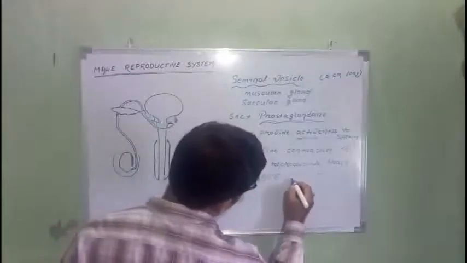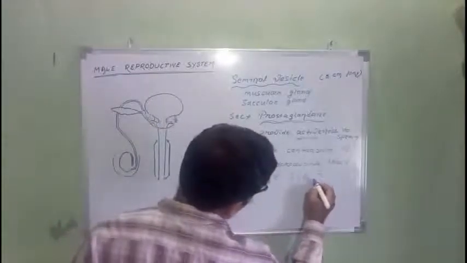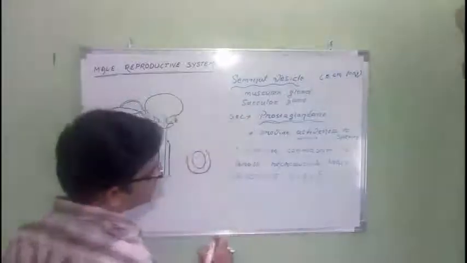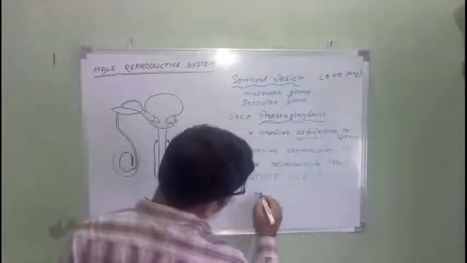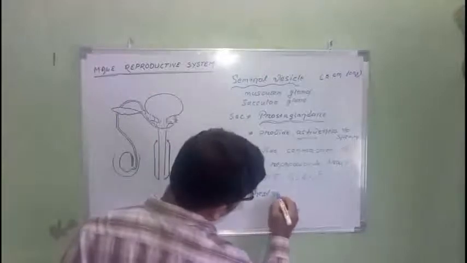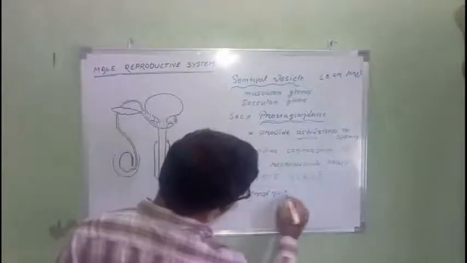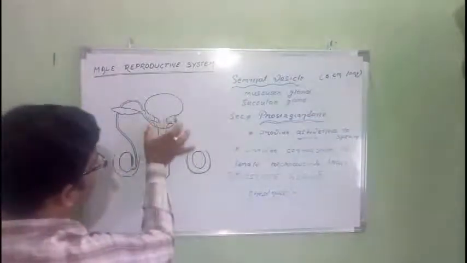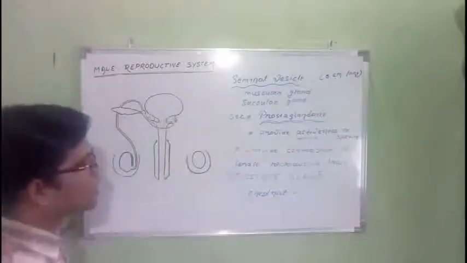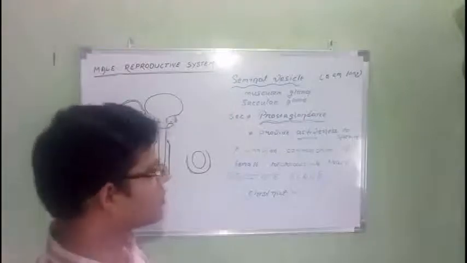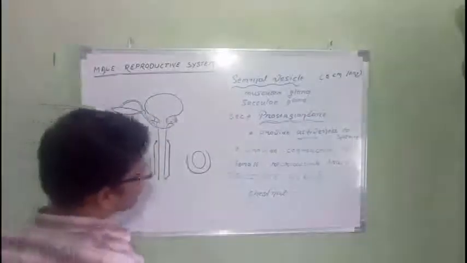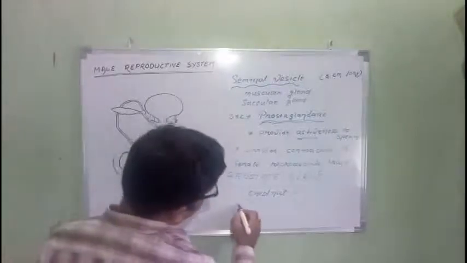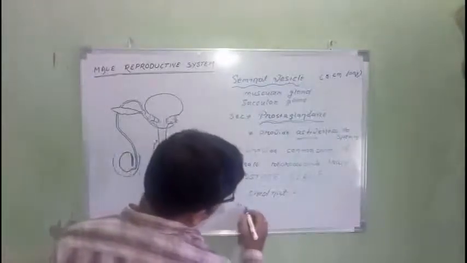Prostate gland. You should not forget that the prostate gland's shape and size is chestnut type. The prostate gland is present just at the backside of this. And what is the main secretion from the prostate gland? Whatever secretion comes from there, it mainly consists of what?